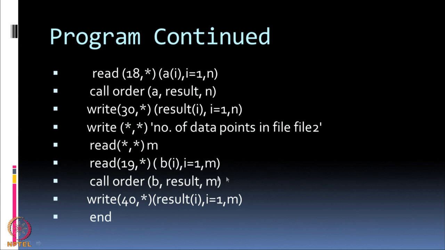It called the subroutine again. When you call the subroutine the second time, I had B in place of A, result is the same, M is in place of N. So, it is a different number of data points, a different array, and I want to arrange them in ascending order and write result 1 comma n. So, it will arrange the file B and the program will be over. The next slide will tell me how the subroutine is written.